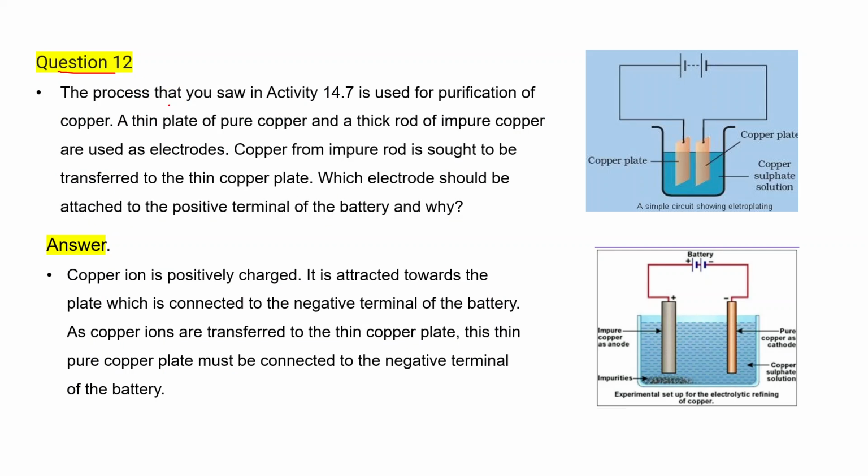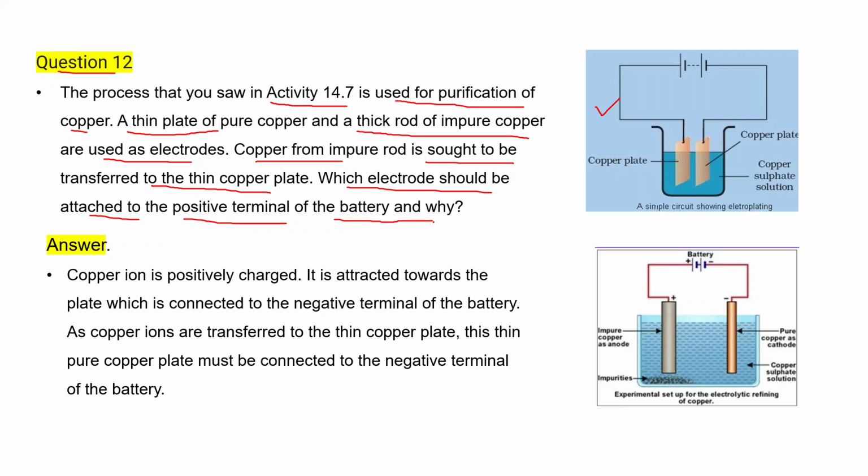Question 12. The process that you saw in activity 14.7, this is the diagram of 14.7, is used for purification of copper. Actually, this diagram represents the electroplating and this is used for the purification of copper. A thin plate of pure copper and a thick rod of impure copper are used as electrodes. Copper from impure rod is sought to be transferred to the thin copper plate. Which electrode should be attached to the positive terminal of the battery and why?